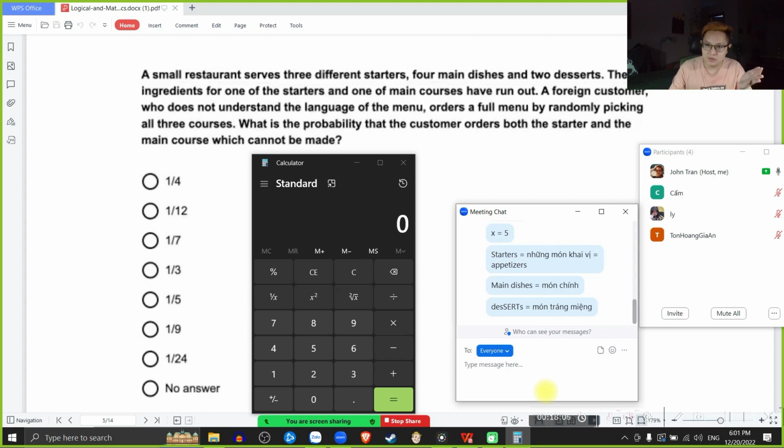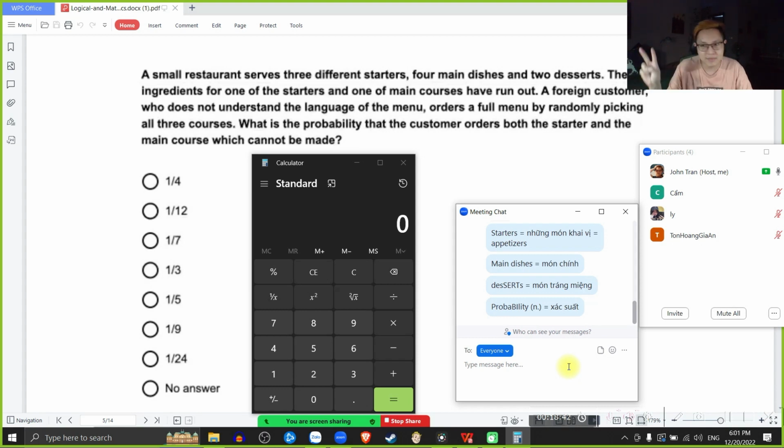What is a full menu? A full menu has a starter, main dishes and desserts. A full menu must have all 3 courses. By randomly picking all the 3 courses, what is the probability? Probability means xác suất. The probability that a customer orders both a starter and a main course that cannot be made, how much is that?